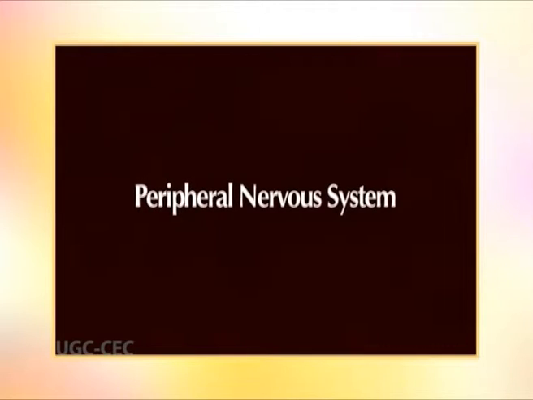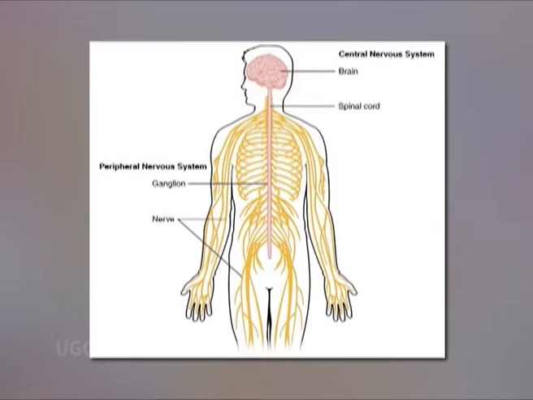Now, the peripheral nervous system. It's the lateral part of the nervous system which connects different parts of the body with the central nervous system along with their various receptors and effectors. It consists of 12 pairs of cranial nerves and 31 pairs of spinal nerves. Now first let's discuss cranial nerves.